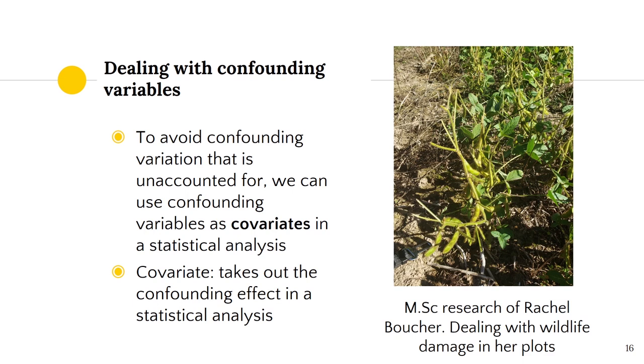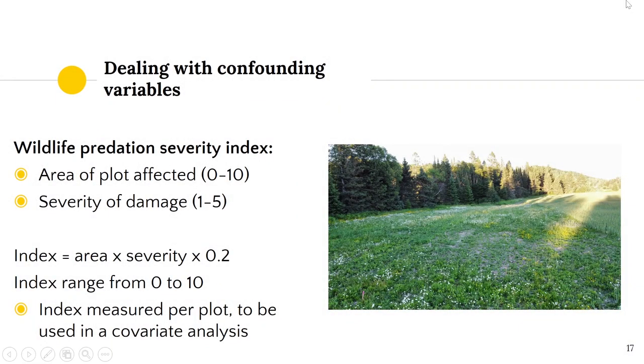So let me give you an example. This is a real-world example from the master's research of Rachel Boucher, who is, long story short, looking at soybean yields across different types of inputs. She's applying different mycorrhizal fungi to soybeans, with different levels of fertilizer, and looking at yield. Her research is located in Northern Ontario, and this is a picture of the field. There's lots of wildlife, lots of deer. She saw lots of different animals here. And the problem is her plots were being eaten by deer.